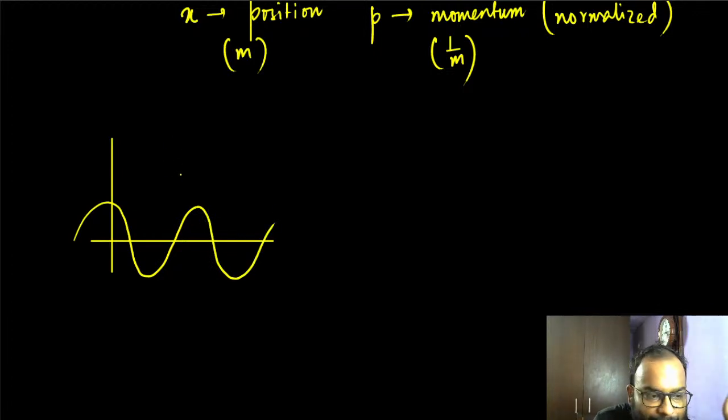Okay, it's a precise sine wave, say for example sine omega naught t. So this is the representation of the signal in the time domain.